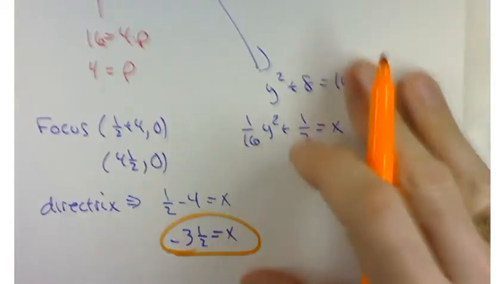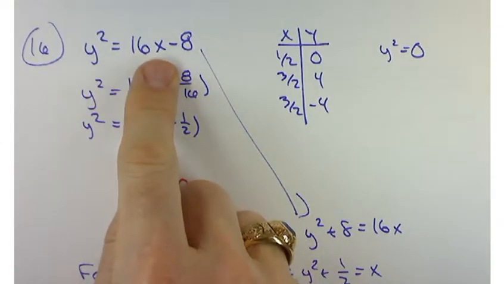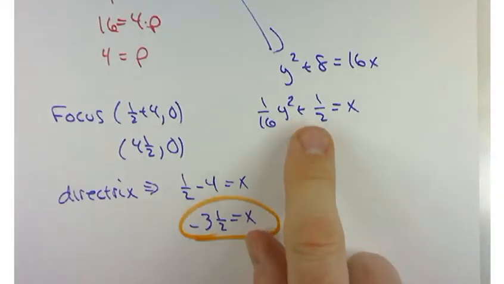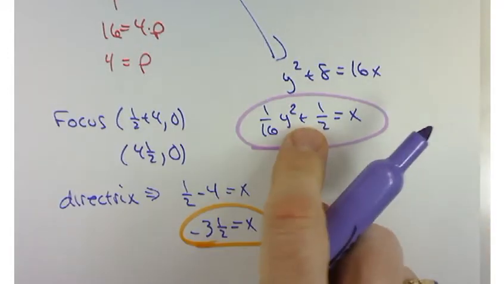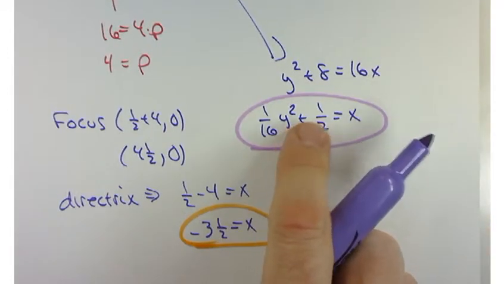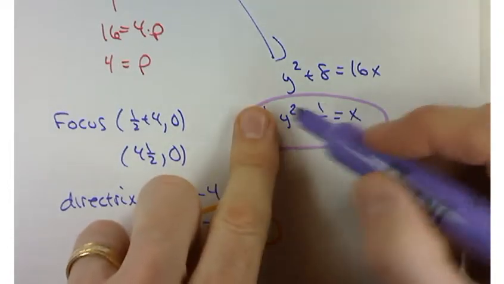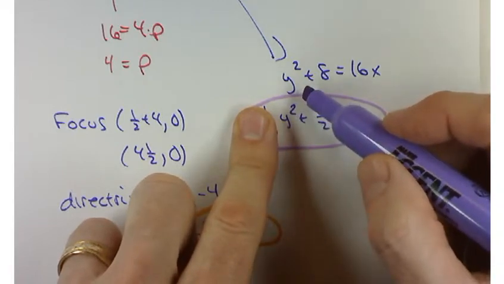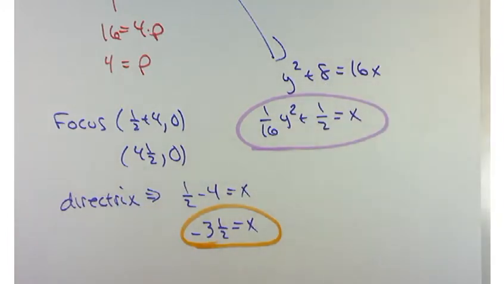So what I did was I took this equation up here and I solved for x. That way I could plug in values for y. And solving for x, I got this equation right here. So I wanted to choose some easy values to plug in for y. And I happen to notice that if I choose y equal 4, 4 squared is 16. 16 times 1/16 is 1. So that worked out pretty nice. So that's why I went with y equal 4.